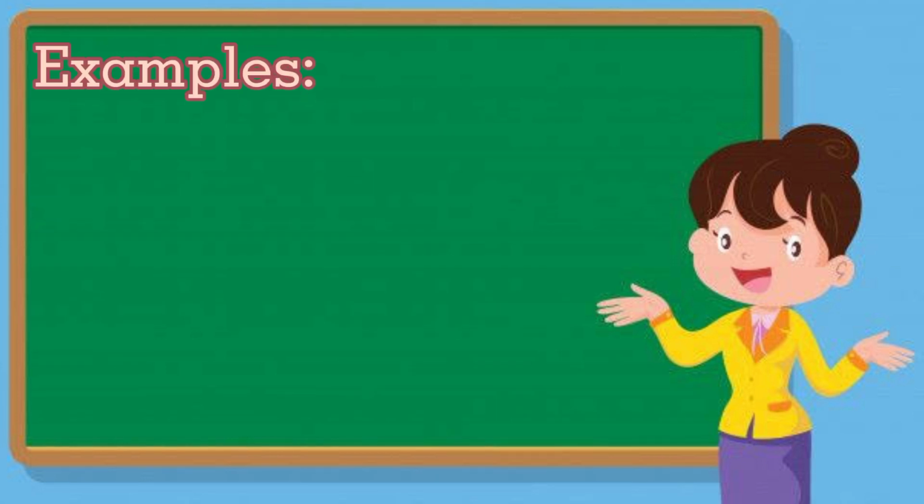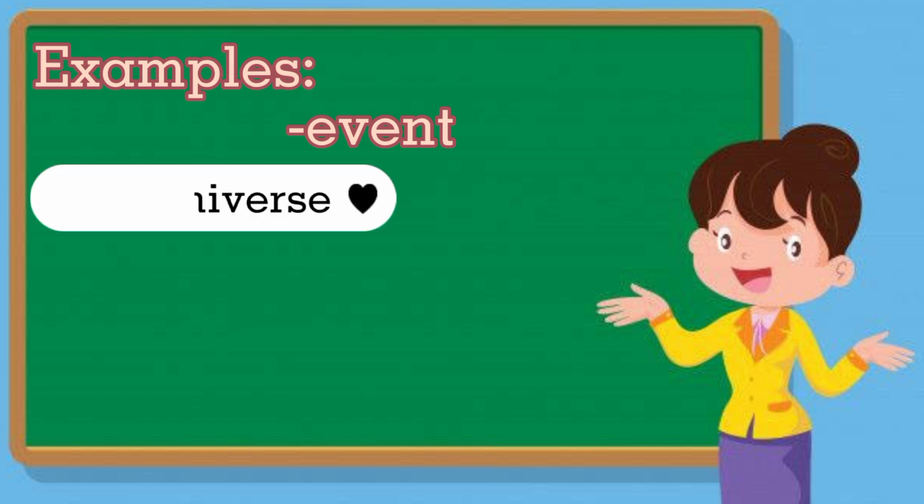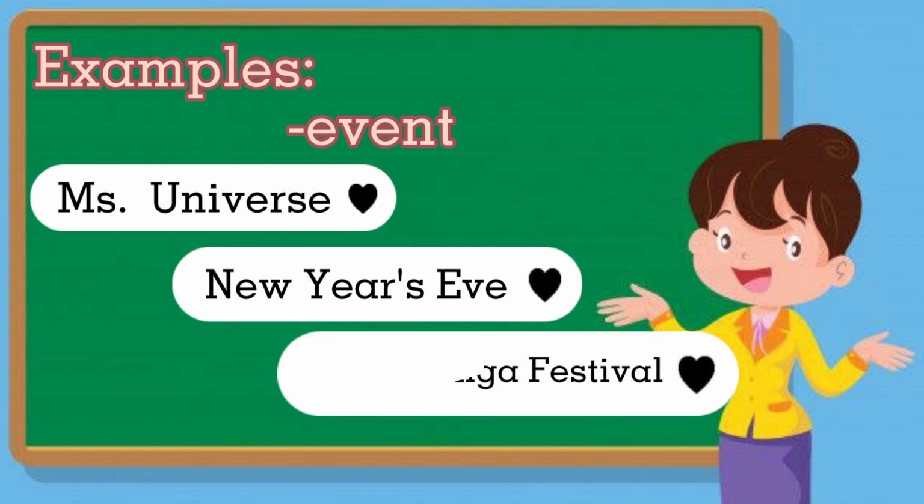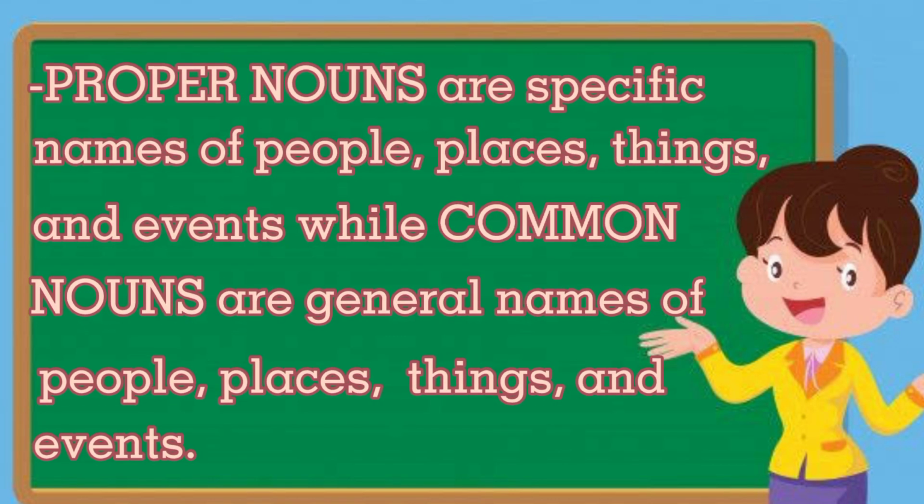For our last example, we have the common noun event. For now, guys, we are to give specific names of an event or specific types of an event. Let's take a look at this first example. We have Miss Universe. I guess everyone is familiar with this. This had just happened recently. Next, we also have New Year's Eve. We celebrate this once a year after Christmas. And lastly, the commonly known festival in Baguio, that is called the Panagbanga Festival. All of those are specific names of events.